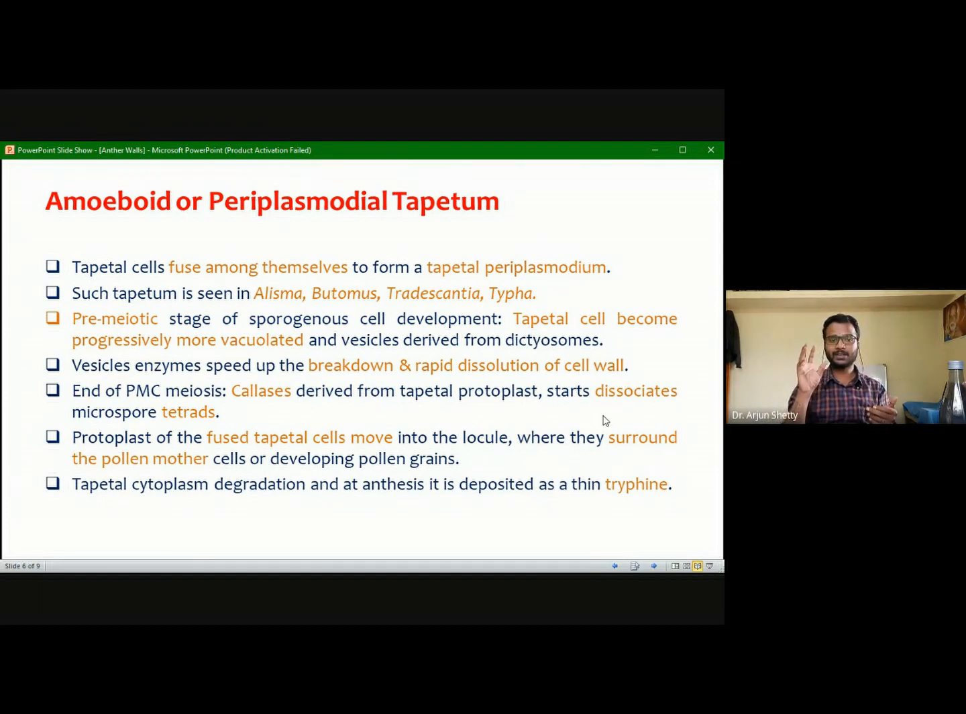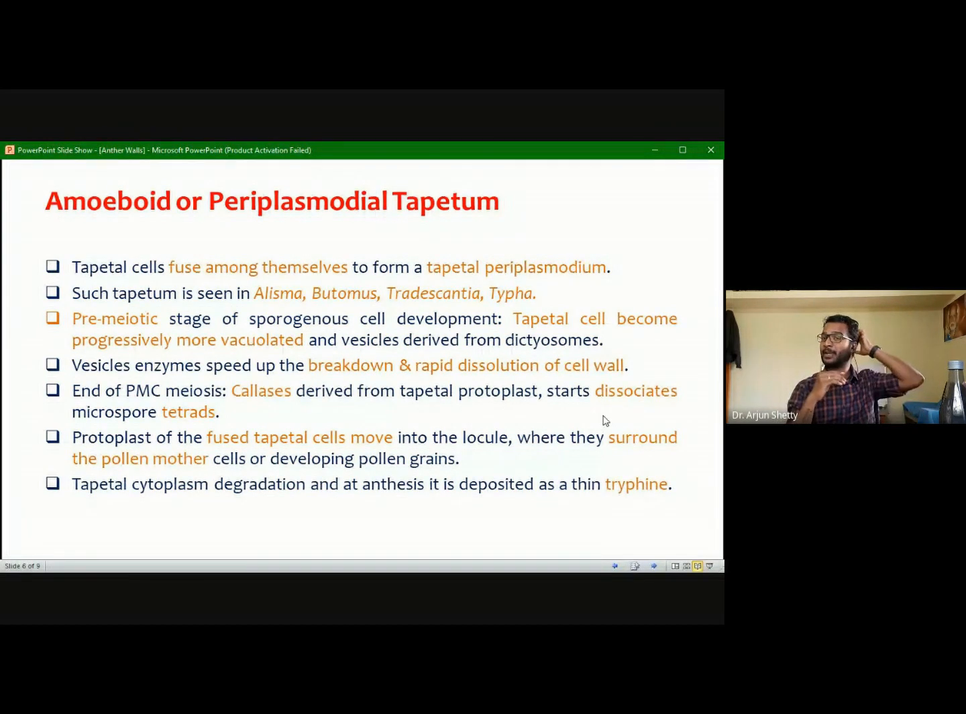These tapetal cells fuse themselves, nothing but the neighboring tapetum cells fuse themselves, and they become an individual tapetum. Because of that we call it periplasmodial. Each and every neighboring tapetum will contain the plasmodium, and this plasmodium will force the tapetum to fuse with each other. For example, if we have two tapetum, these two are going to be joined and form an individual tapetum. That is the periplasmodial type of tapetum.